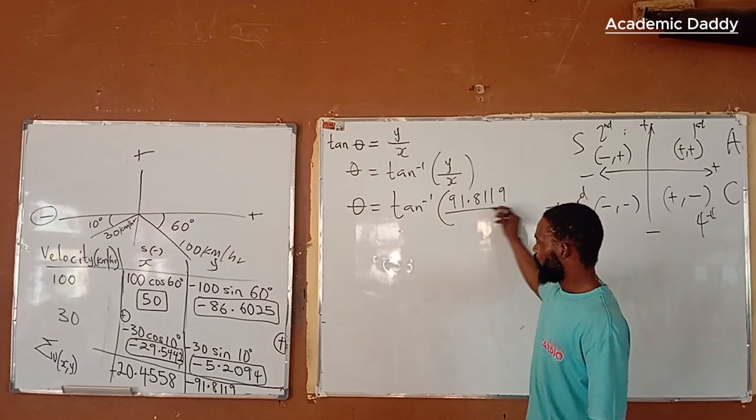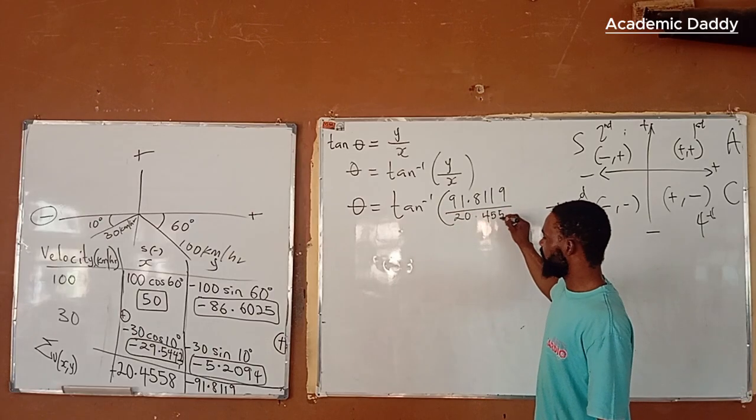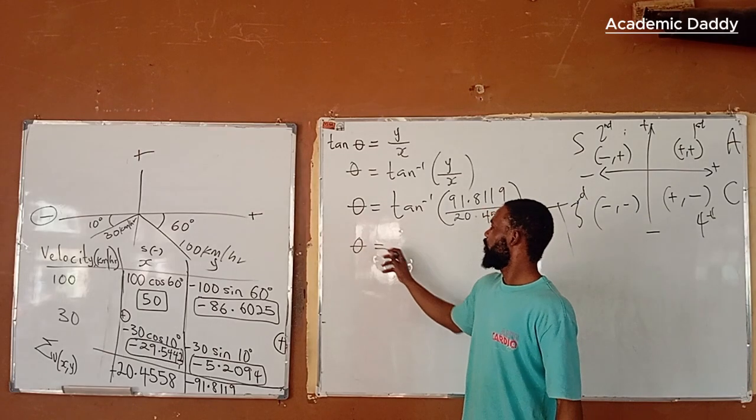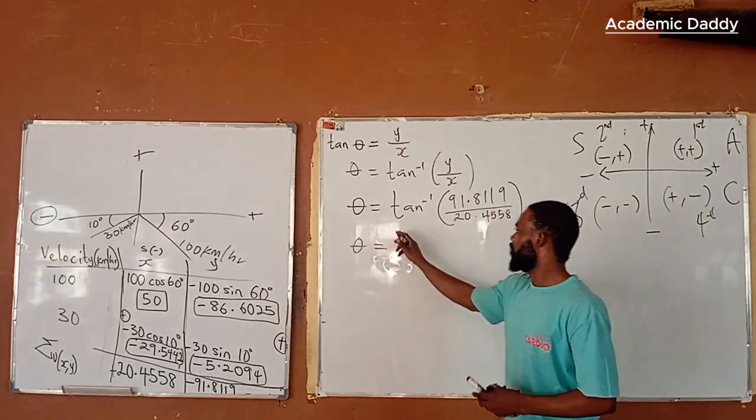So I will simply have 91.8119 all over 20.4558. Punch for me, what do you have? Divide this one, just this one is what? Tan inverse of what?